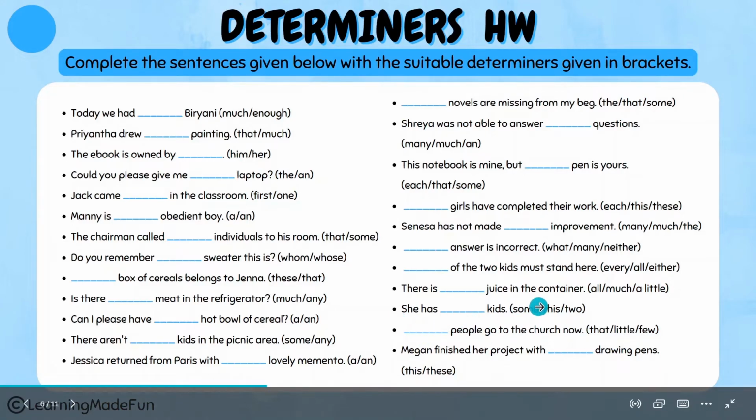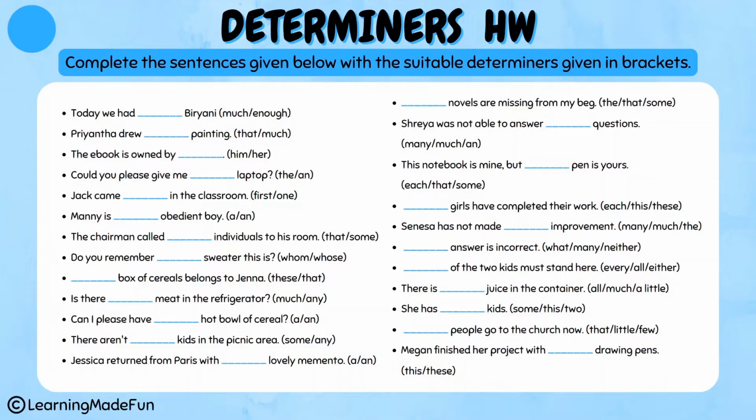She has some, this, or two kids. So the number of kids, we have to say how many. So we would use a quantifier. So is it one kid, two kids, three kids? Now we can see it's kids, so it's plural. So more than one. So we would use two. She has two kids.